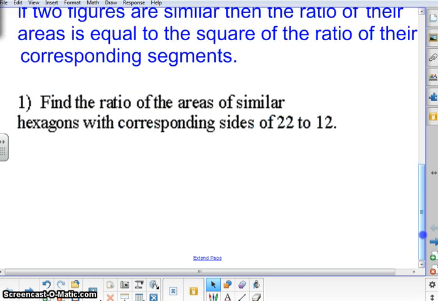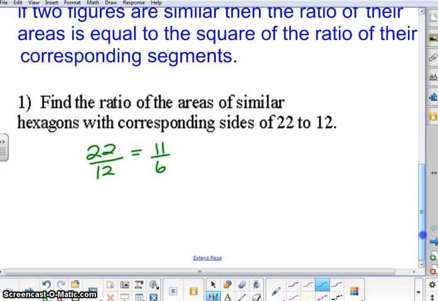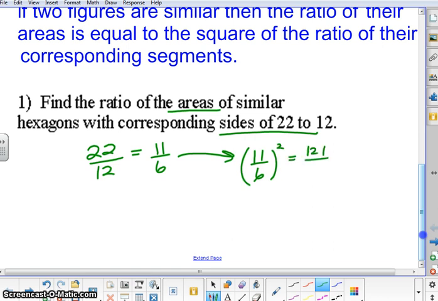Okay, this one is talking about the ratio of areas of similar hexagons. Okay, so if they're giving you the areas are 22/12, we first are going to need to reduce that. So you get 11/6. Now, those are the sides, so they want the area. So what we're going to have to do is square the top and the bottom. So the ratio of the areas of these hexagons would be 121/36.